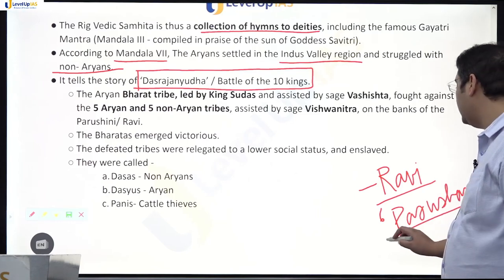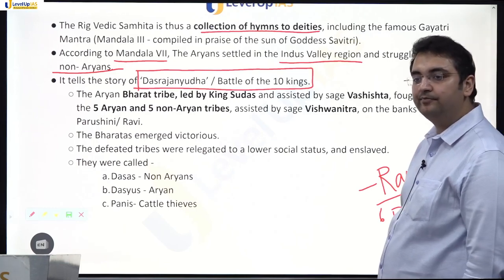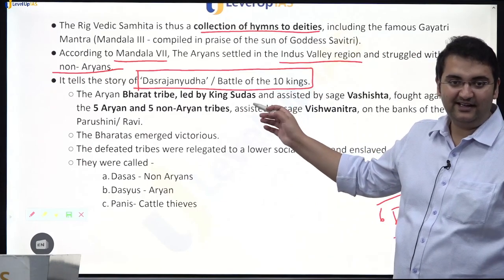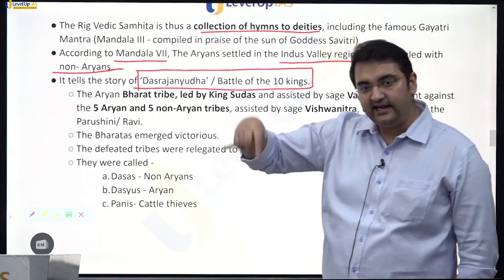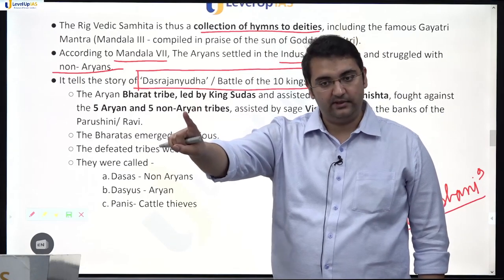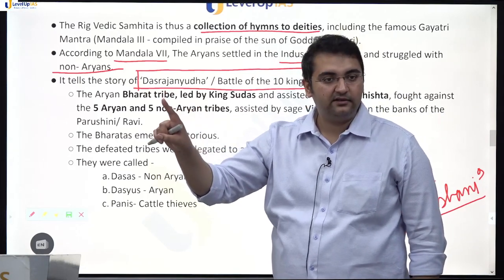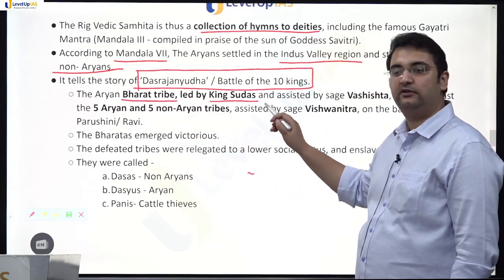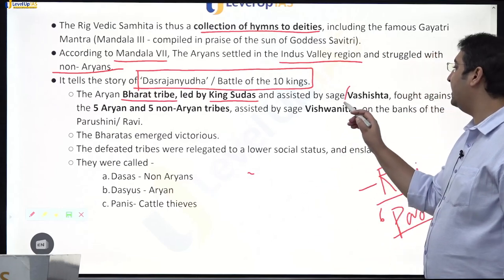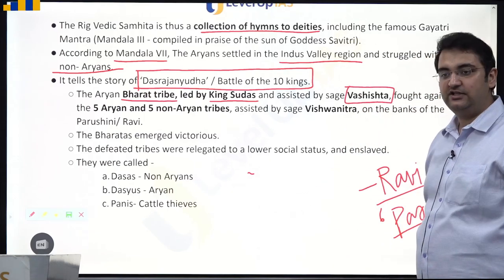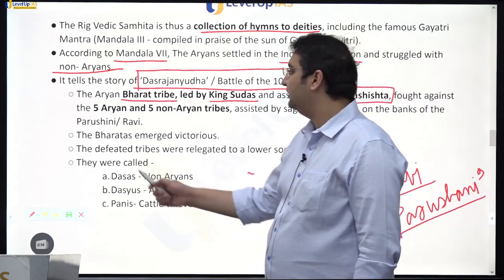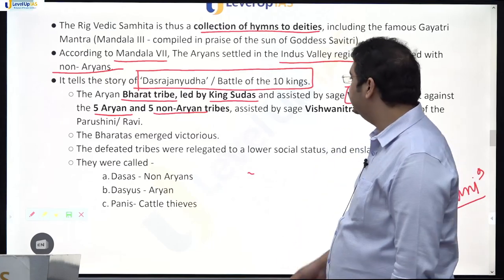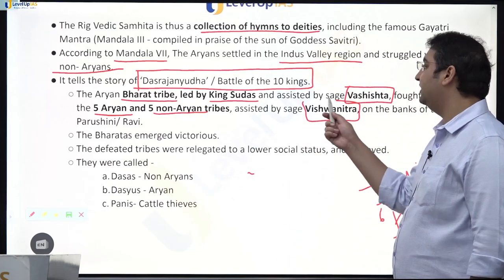Parushani. How many tribes were fighting? 10 hai, Battle of the 10 Kings, right? So, 10 kings had united to fight one common enemy, right? Hero apna kaun hai? The Bharat tribe, led by their king Sudas, assisted by a particular sage Vashishth. And villain kaun hai? These 5 Aryan and 5 non-Aryan tribes. Assisted by sage Vishwamitra.